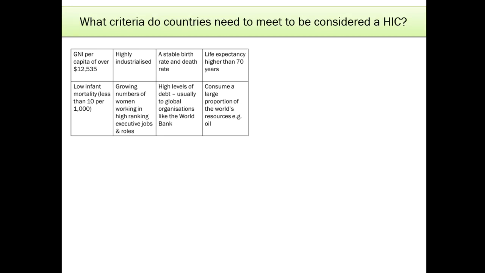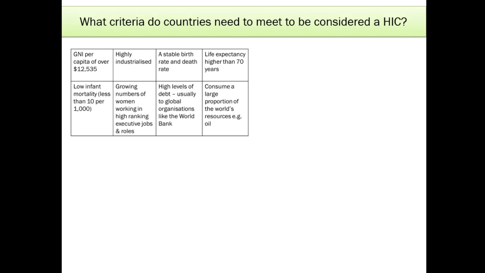So the first one, I'll give an example, is your GNI, that's your gross national income. That just means how much a country makes per person. If your gross national income is over $12,535, that shows that that country is then a high-income country. The other 7 pieces of information also show what a country needs to have to be considered a high-income country.